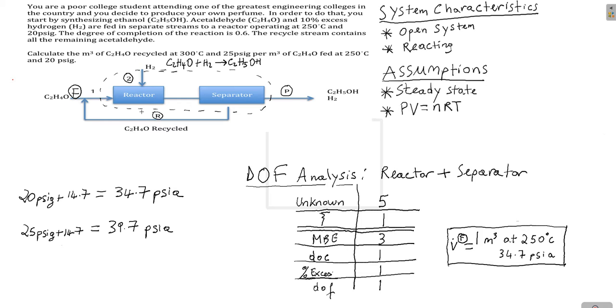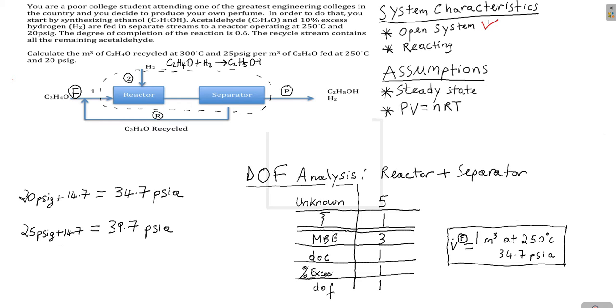Let's apply what we have just learned to mass balance problems. Pause the video for a few minutes and read the problem thoroughly. First, let's start by establishing the characteristics of our system. Because material flows into and out of the system boundary, our system is open.